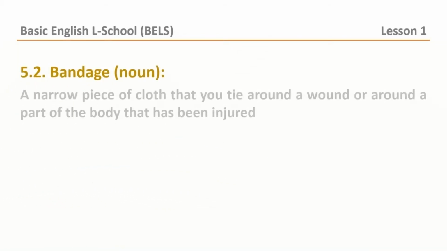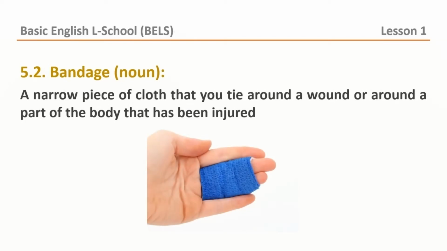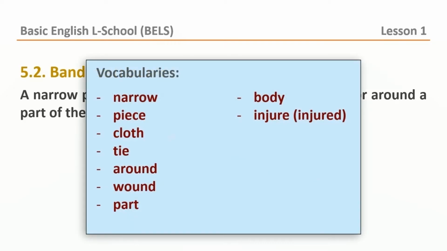Bandage. It's a noun. A narrow piece of cloth that you tie around a wound or around a part of the body that has been injured. The vocabularies are narrow, piece, cloth, tie, around, wound as a noun, part, body, injure. Its past tense is injured.